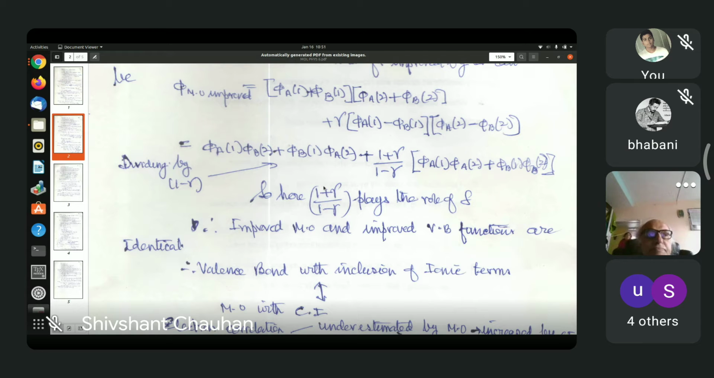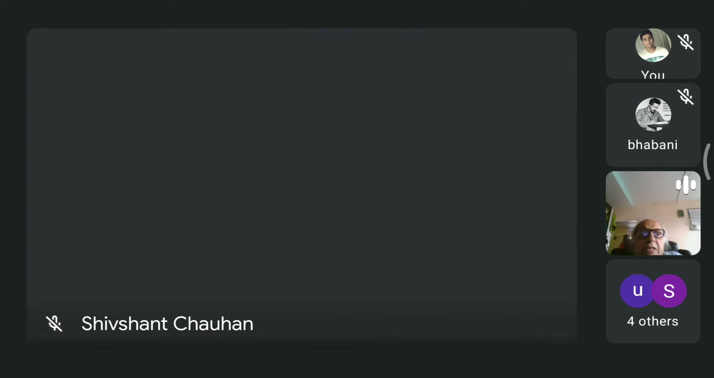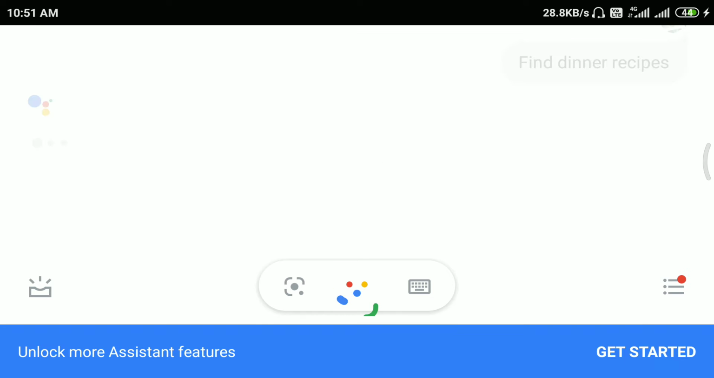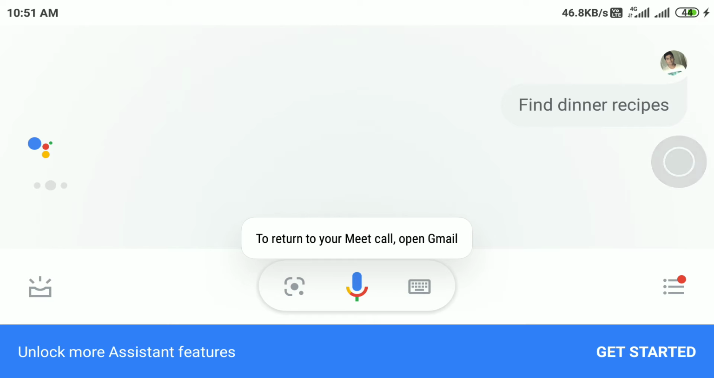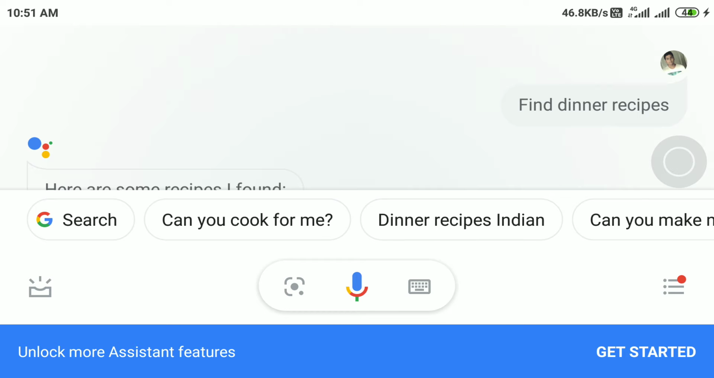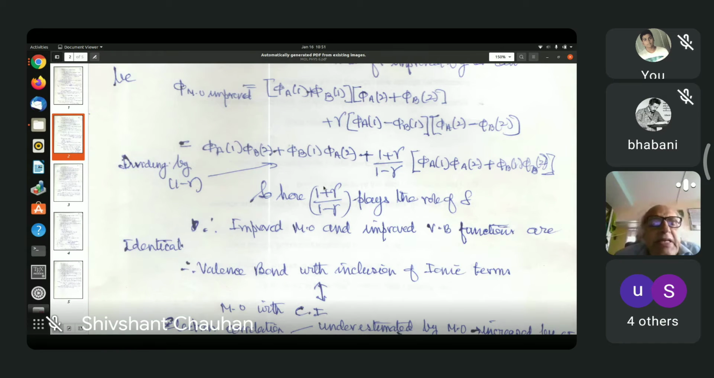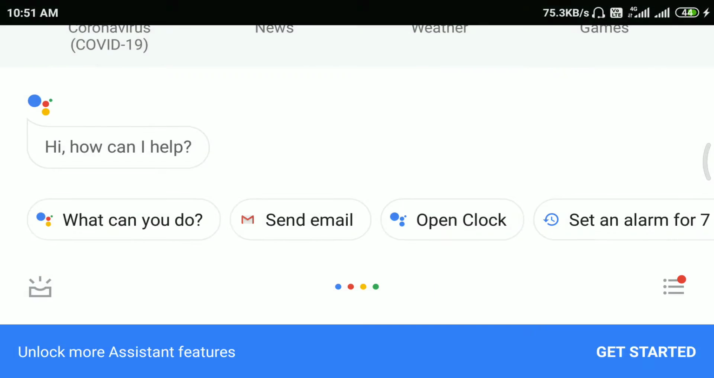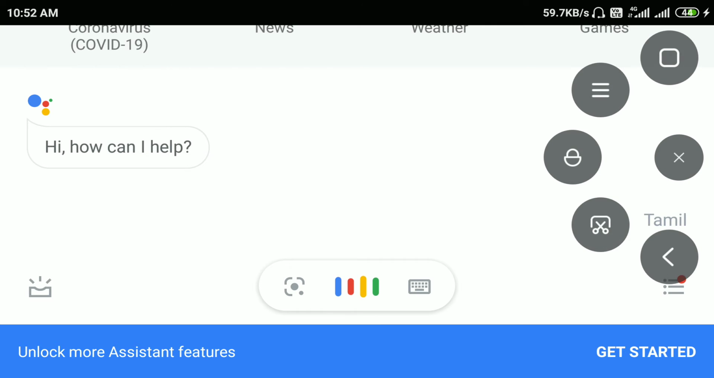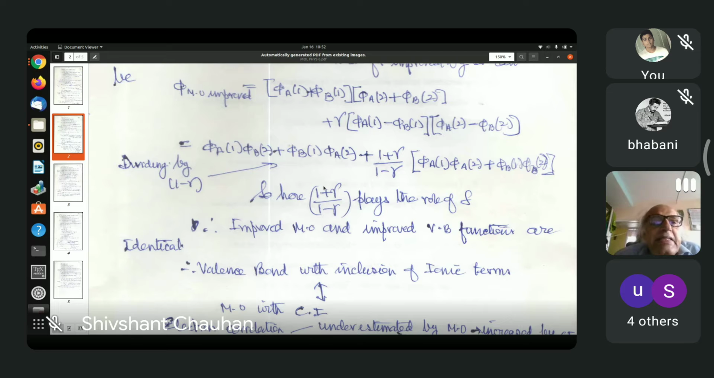And then we can go on: improved MO and improved valence bond wave functions are identical. After some simple algebraic manipulation, we take the covalent wave functions phi b1, phi b2, and in that case the coefficient of the ionic terms will be 1 plus gamma divided by 1 minus gamma. So this is the improved molecular orbital wave function. And then you can use the same variational treatment, 1 plus gamma divided by 1 minus gamma. That now plays the role of the variational parameter delta in the improved valence bond theory.